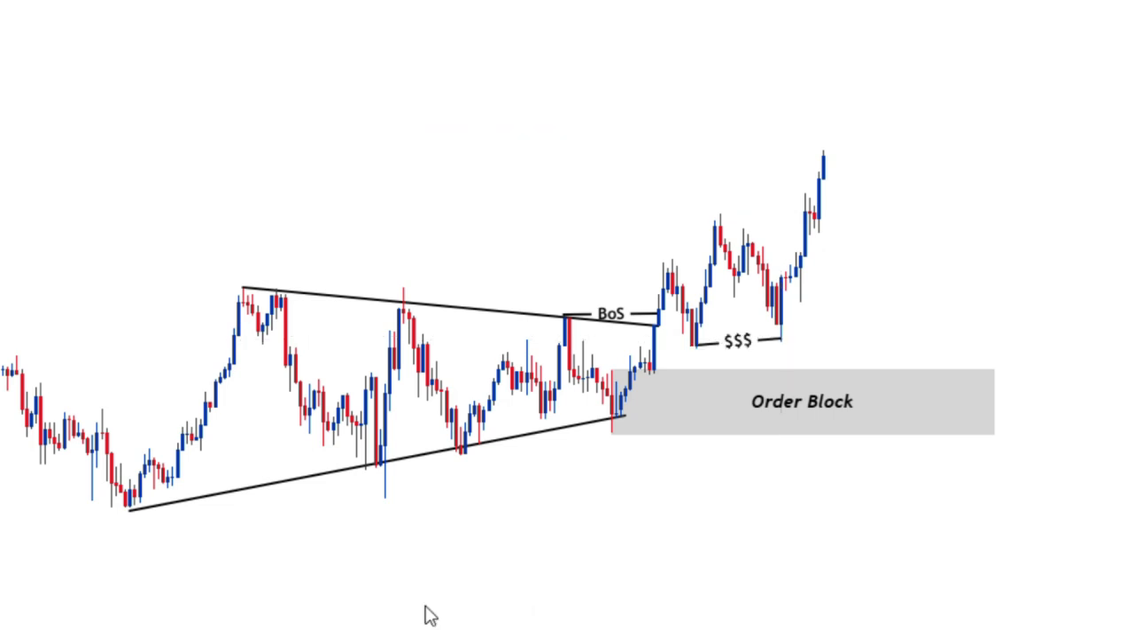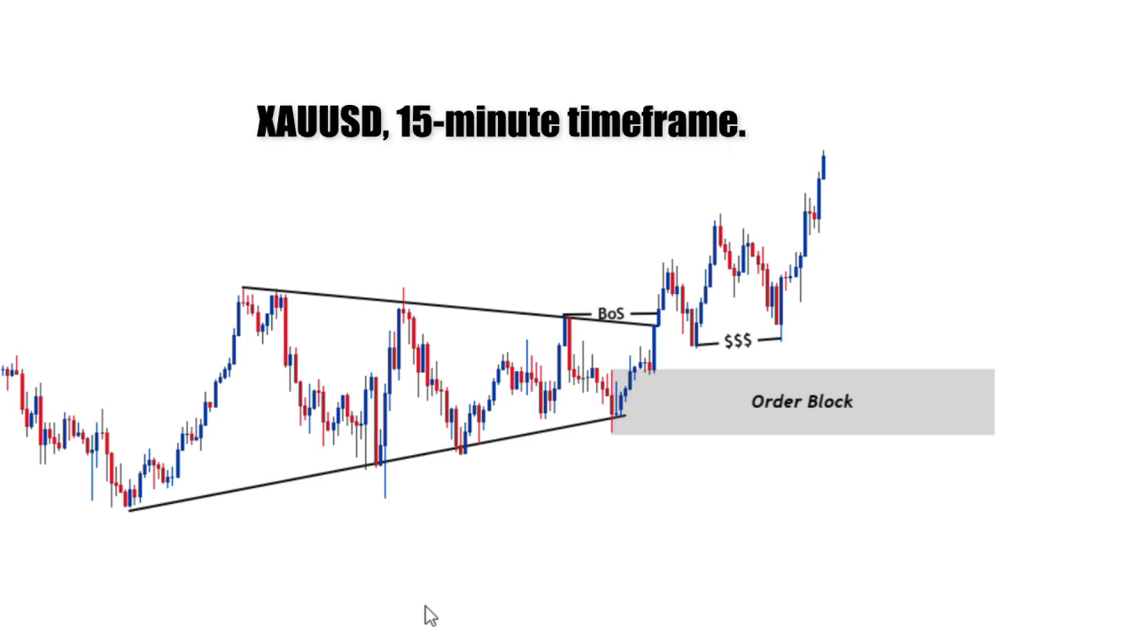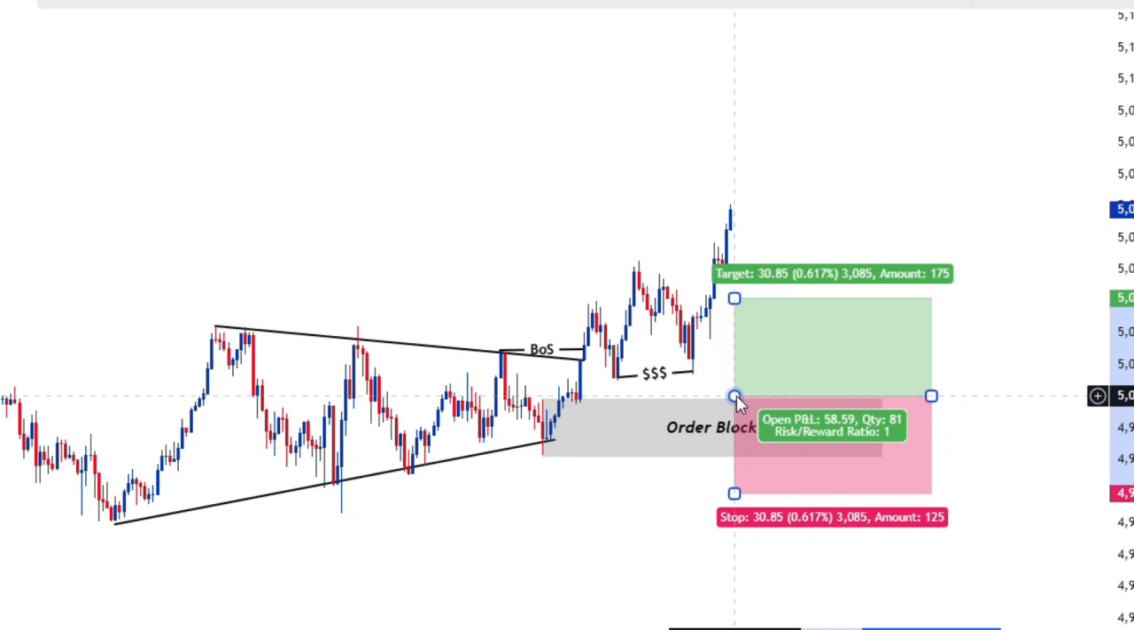Now let's get into it. Let's break it down step by step. We are on gold, 15-minute time frame. First thing I want you to notice, gold is not trending aggressively at the beginning. It's compressing. Price is forming higher lows, but reacting around the same resistance level. That right there is a classic bullish triangle.